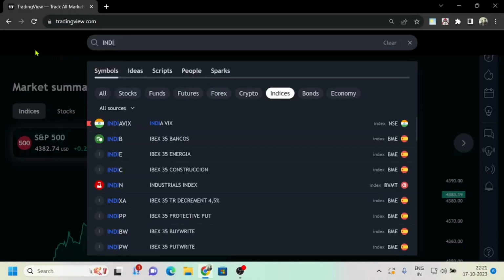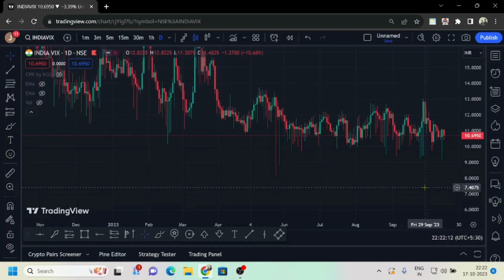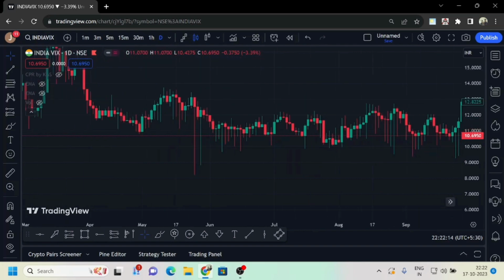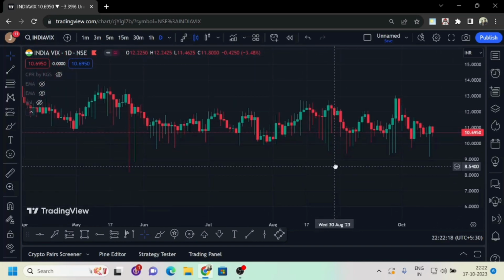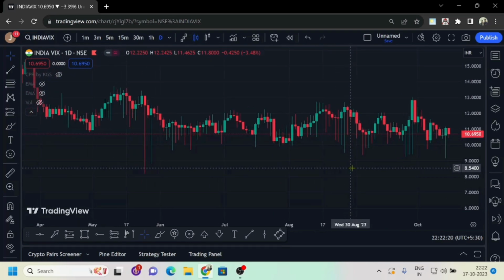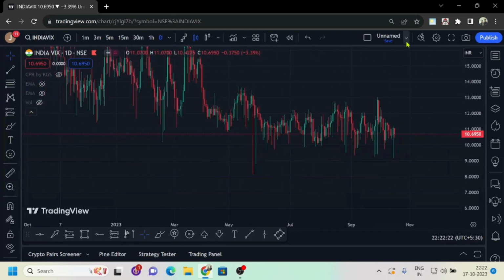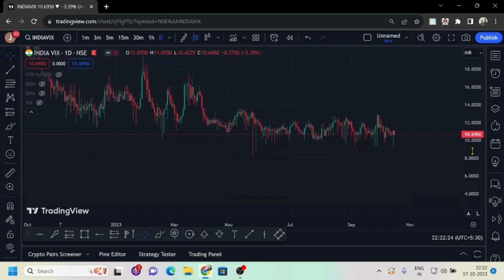Hi friends, let's open the TradingView chart and just type India VIX. Okay, now you see, this is the day chart of India VIX. Now, when I am recording, the India VIX is around 10.695. That means the VIX is very low actually.